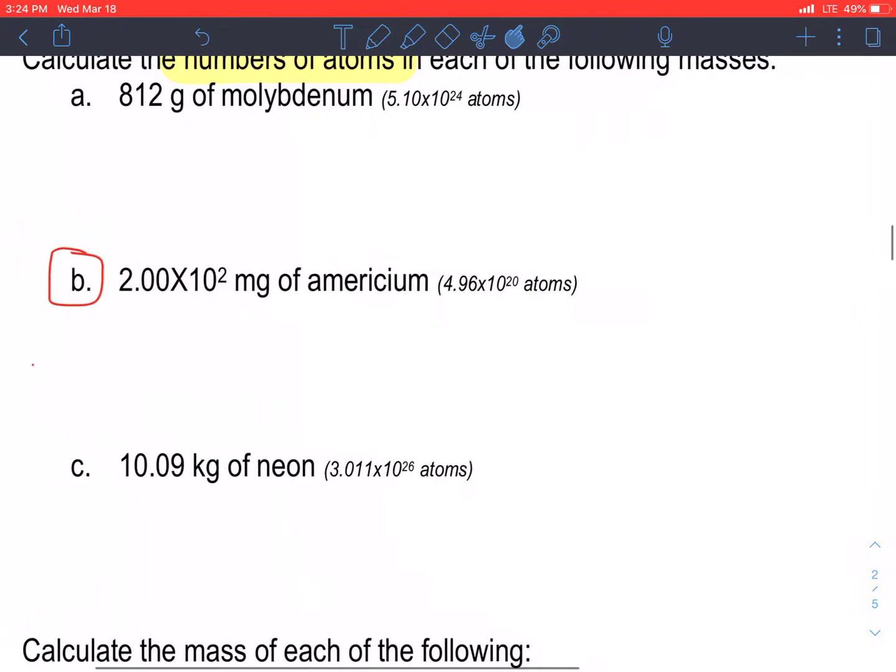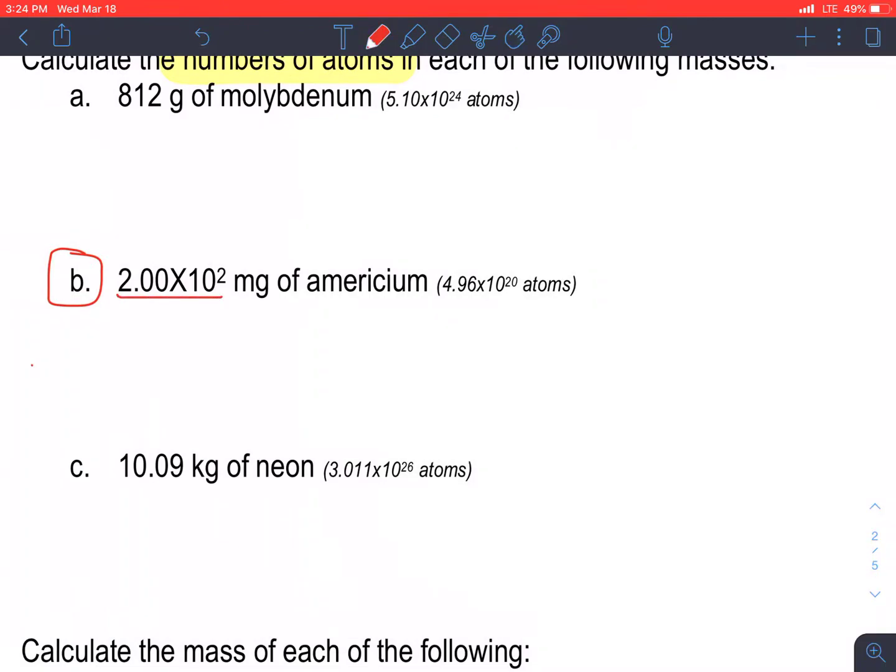And you can either keep this in scientific notation, or if you know what that is, you can write it out. That's going to actually be 200 milligrams of Am. Now, I really like to get my units set up first. So before we can go to numbers of atoms, we have to go to moles. And before we can go to moles, we have to get to grams.